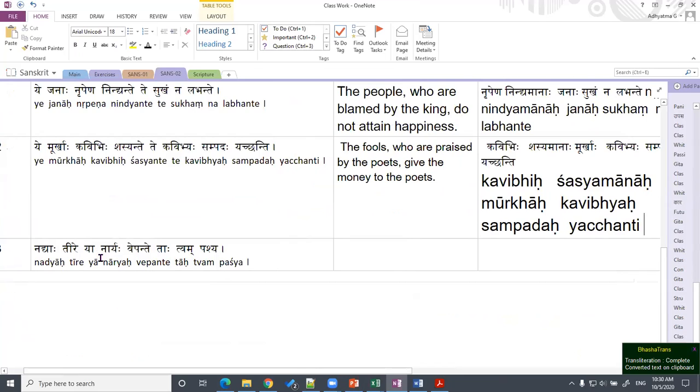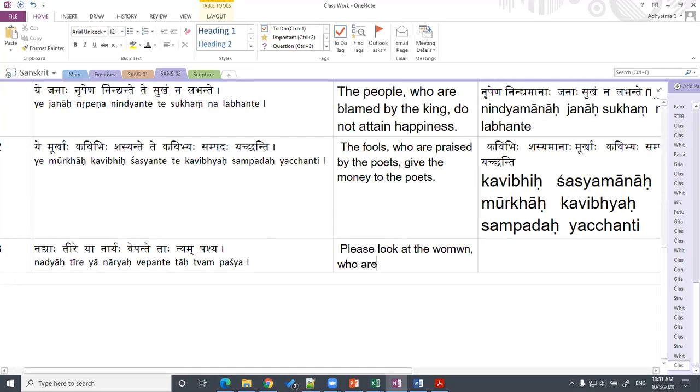Similarly, this one, Nadya tire ya naryah vepante. This is active. Naryah vepante, the women who are trembling on the bank of the river. Tahatom pashya, you look at them. So it can be made, please look at the women who are trembling on the bank of the river.